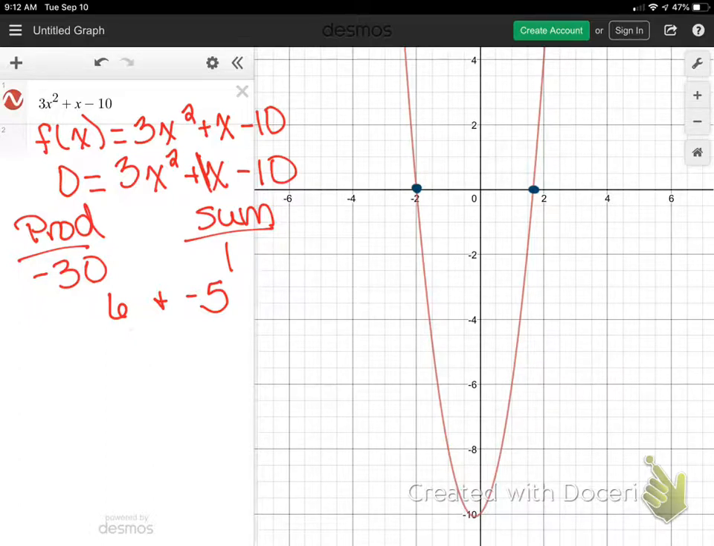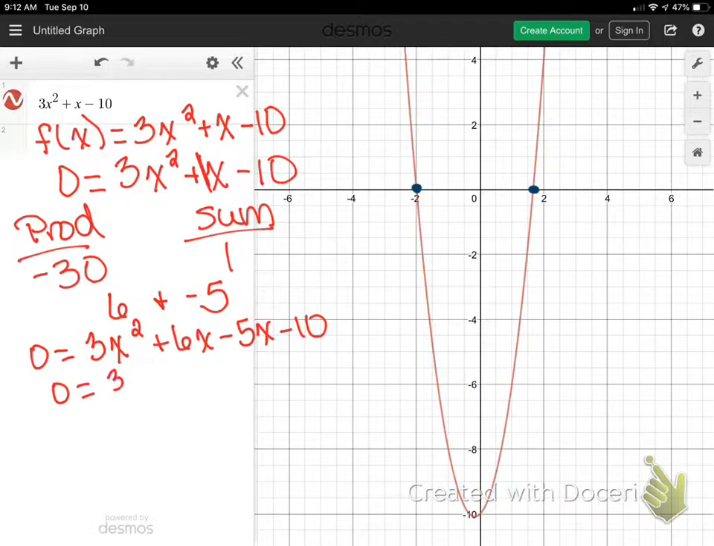Now, I know factoring is not something that we love. I know factoring is not something that we have mastered. As we approach chapter 3, it will become more of something that you want to pay attention to. Okay? So, now at this point, I have 3x squared plus 6x minus 5x minus 10.